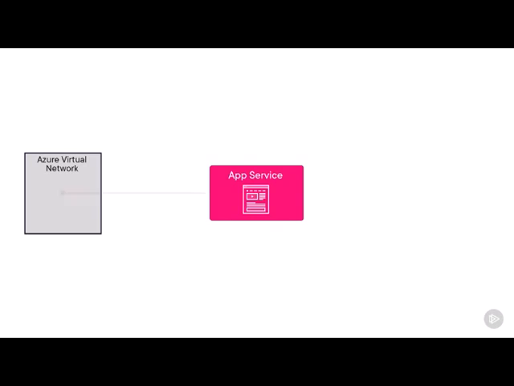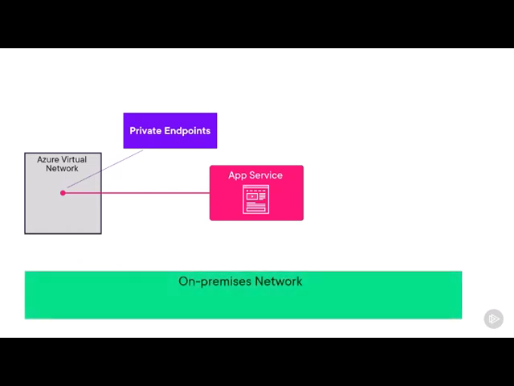So if you really want to lock down your app service, there's a feature called Private Endpoints, which actually gives your app service a private IP address on the virtual network that you specify. If you've connected your on-premises network to Azure using VPN Gateway or ExpressRoute, that means that your on-premises users can access the app service privately, as if it's an internally hosted application, and the app service isn't available on the internet.